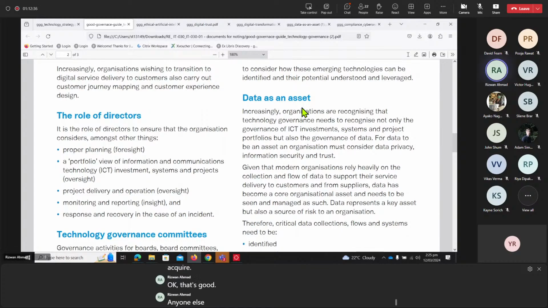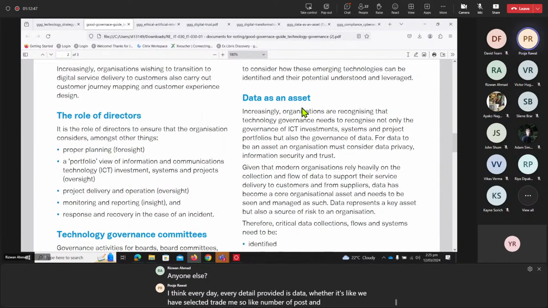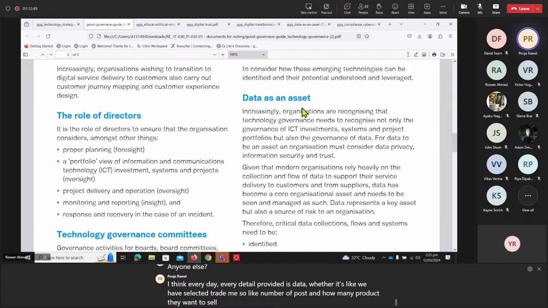Anyone else? I think every detail provided is data. We selected Trade Me, so the number of posts and how many products they want to sell. So everything is data.